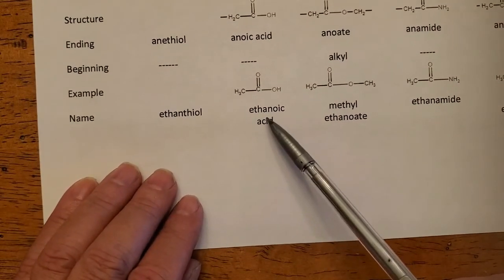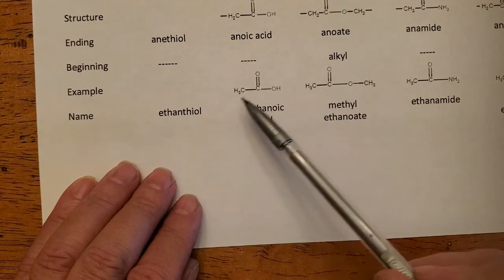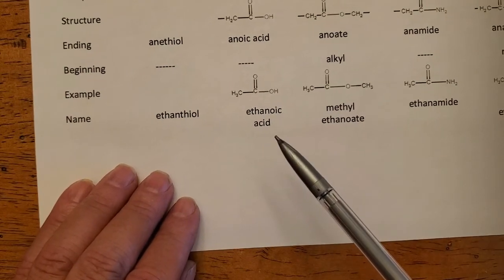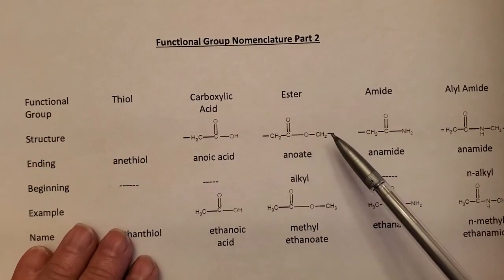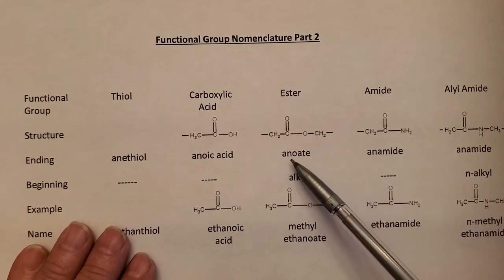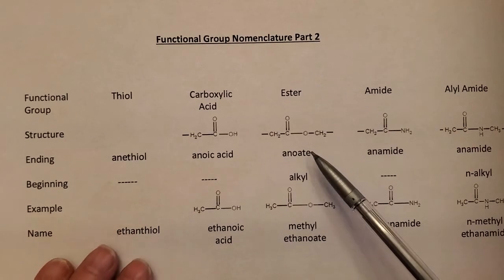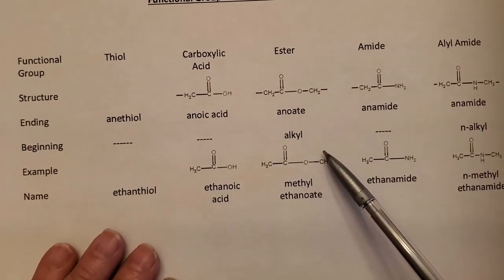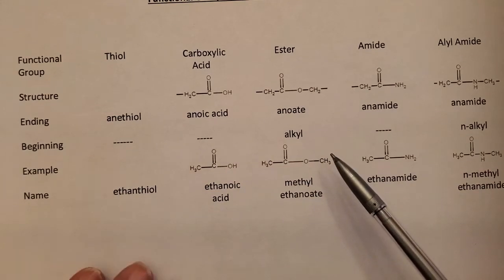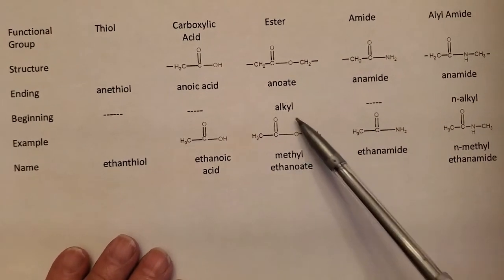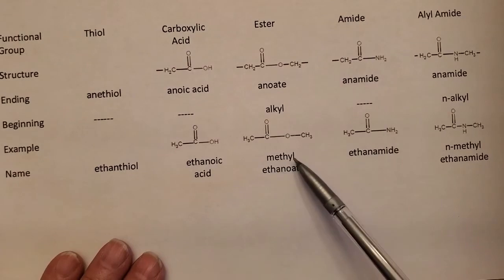Here's an example. This is ethanoic acid, 2 carbons, eth. Okay, aliphatic esters, they end in anoate. And you also have to include the alcohol portion of the ester. So in this case, this structure is methyl ethanoate.